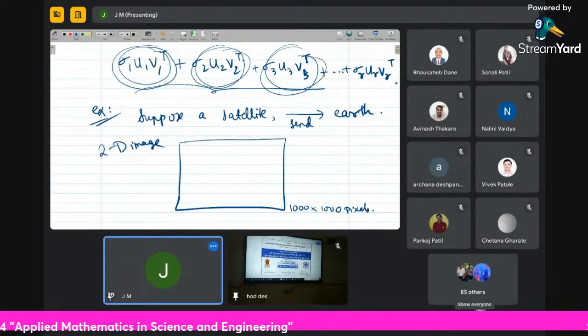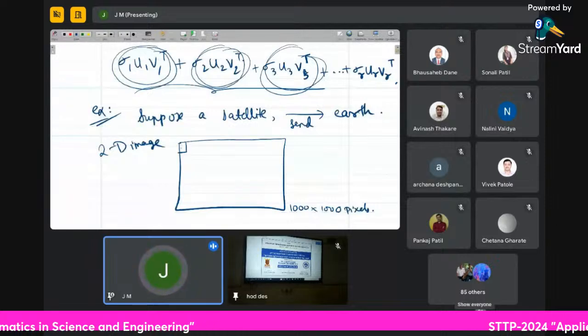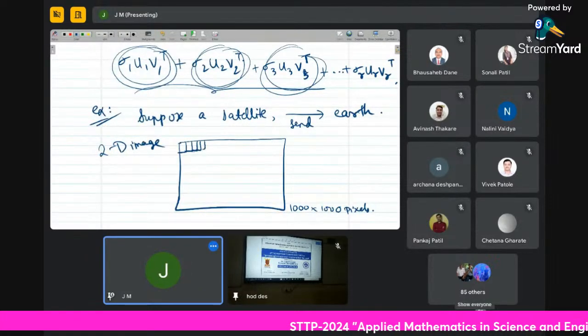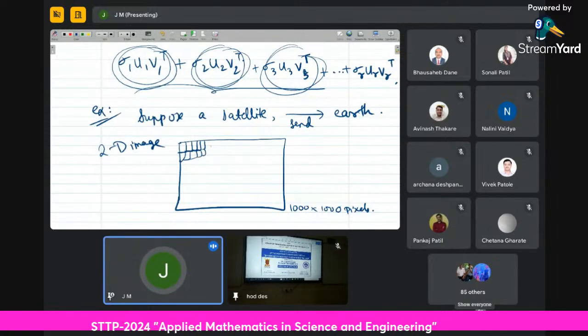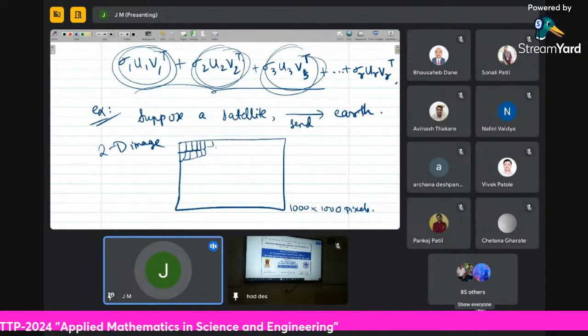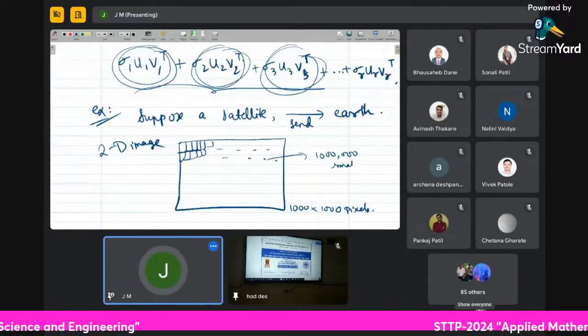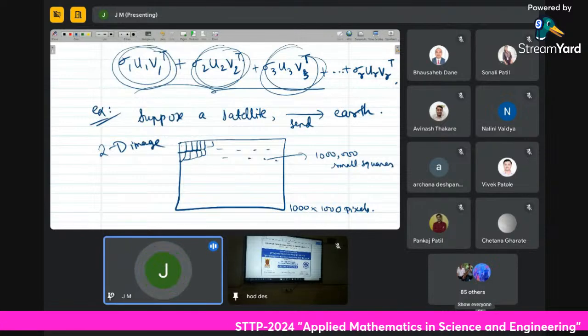That means what? How many squares? Here is one color that is given some color code. Okay, so you are having these small squares. How many squares? We are having 1 million small squares. And each color has a color code.